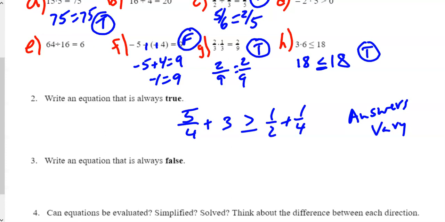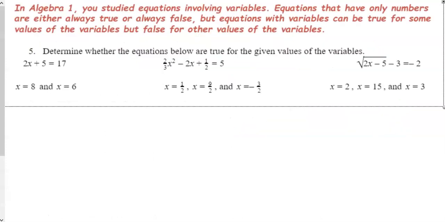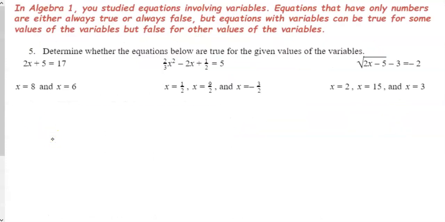Okay, now we're going to move down to question 5 here. We studied equations involving variables. This is really the fundamental beginning of Algebra 1. Equations that have only numbers are either true or false, but equations with variables can be true for some values of the variable, but false for other values. Typically we're trying to find the ones that are true when it says solve.